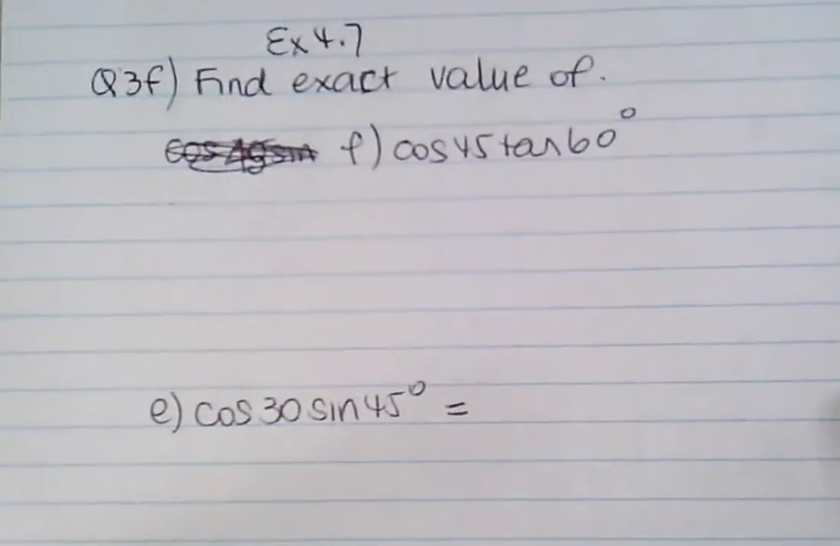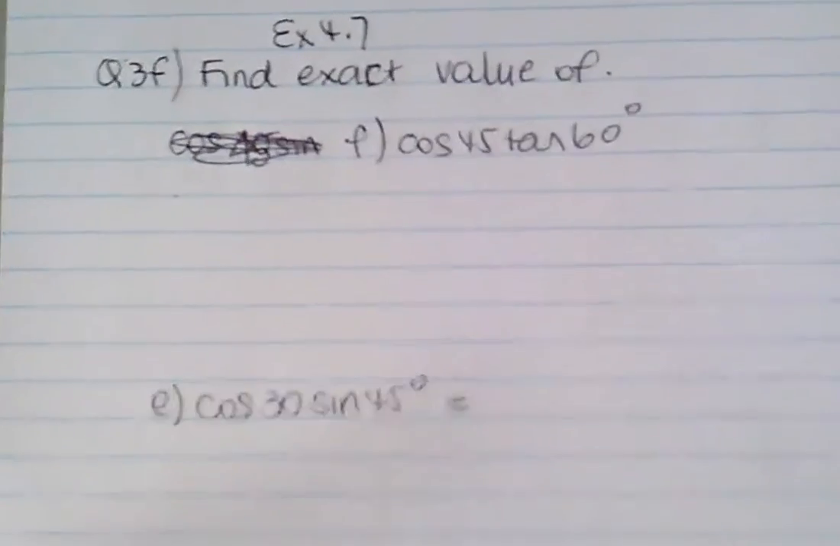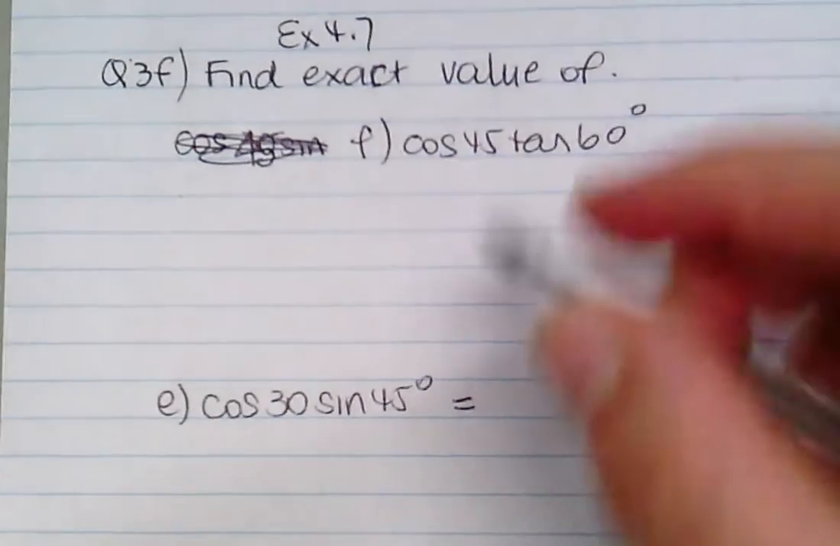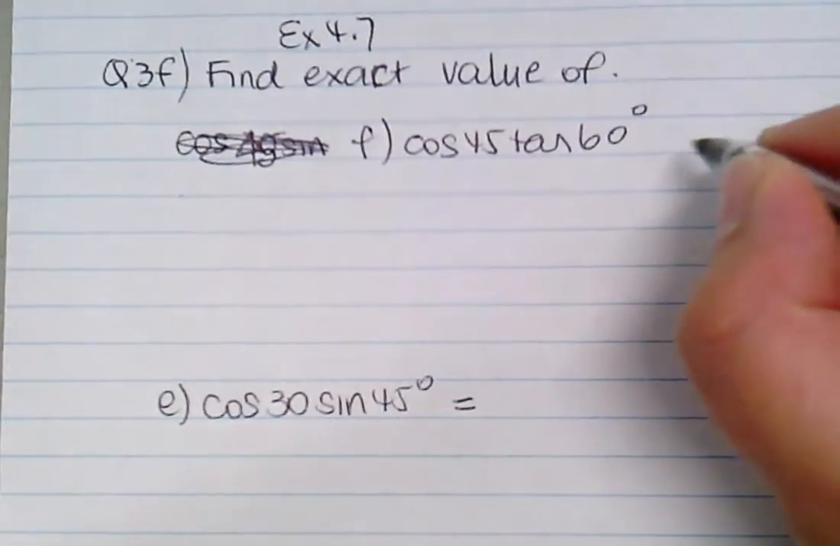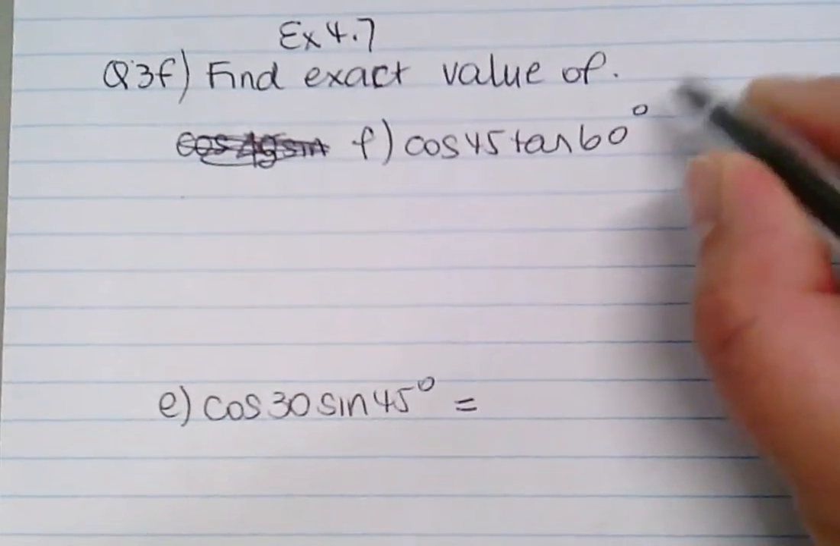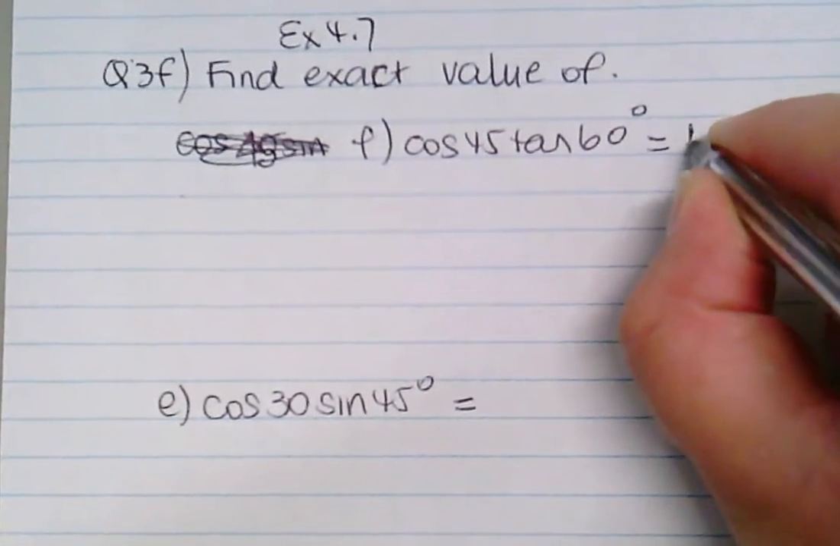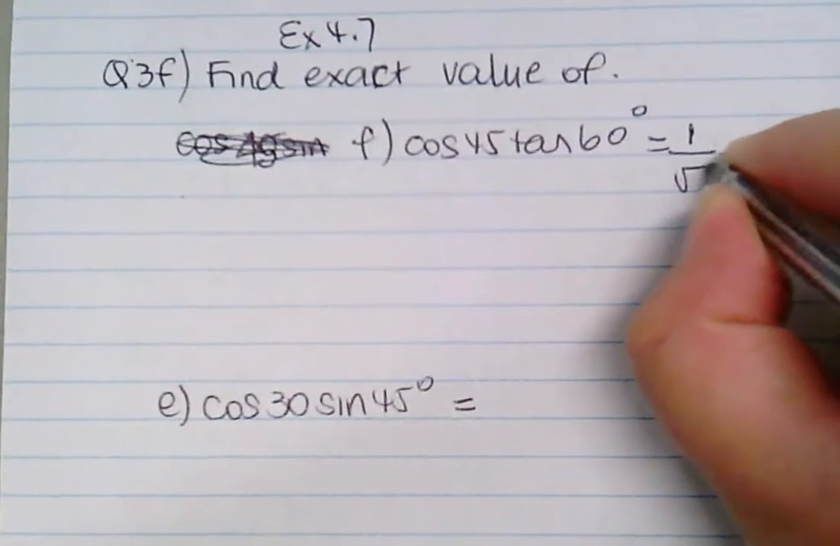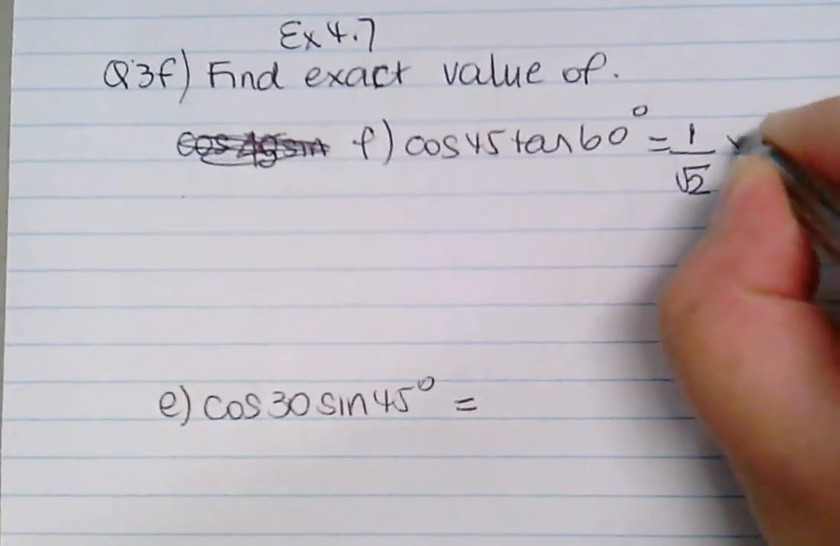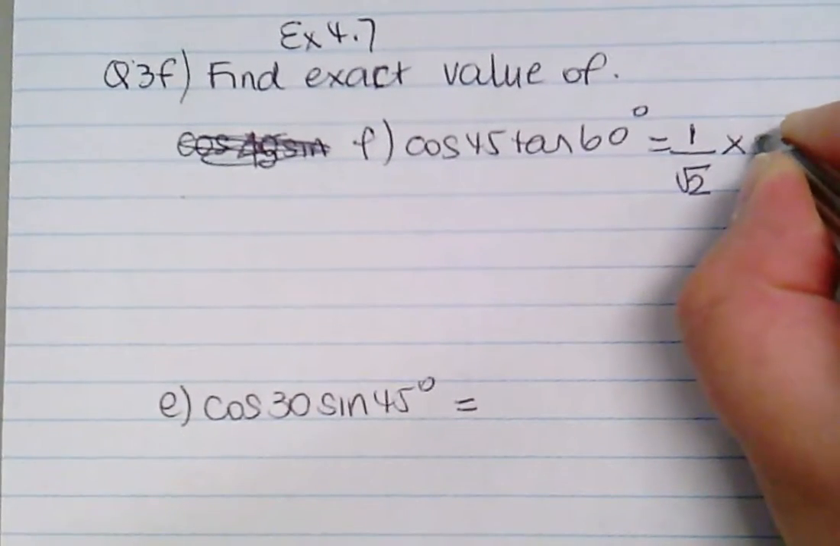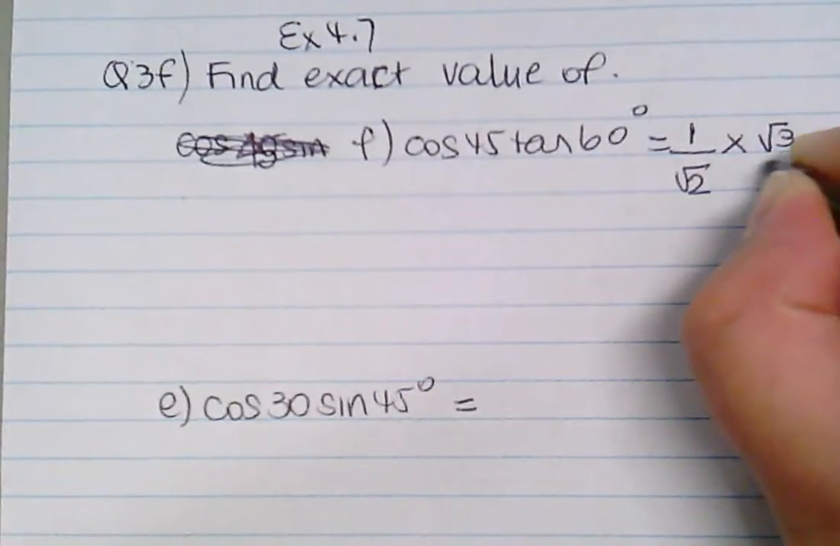Just doing some exercise 4.7, exact value problems. The first question is to find the exact value of cos 45 degrees times tan 60. You have to express it in simplest surd form. So cos 45 is what? 1 over root 2, times tan 60, which is root 3. I'm going to put that over 1.